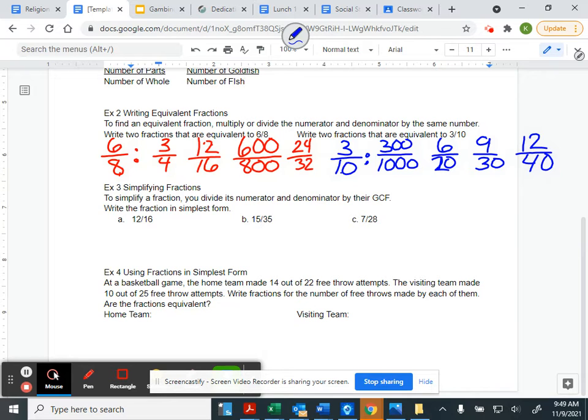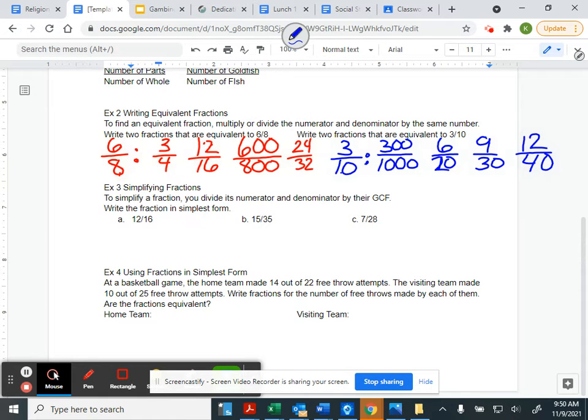Let's look down to example 3, simplifying fractions. To simplify a fraction, you divide its numerator and denominator by their greatest common factor. If you don't find the greatest common factor to start, you're going to have to keep dividing down. Sometimes if we divide out a 2 and the greatest common factor was a 4, we have to divide it down again. If you don't find that greatest common factor right away, it's okay, but you have to make sure that your 2 numbers are relatively prime, that you can't divide anything else out.